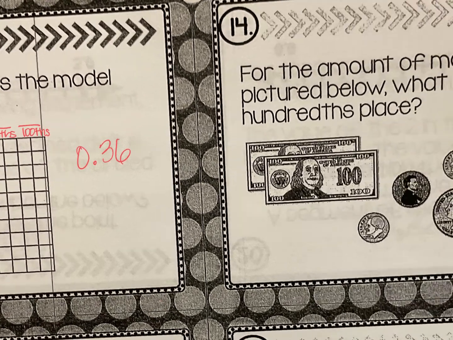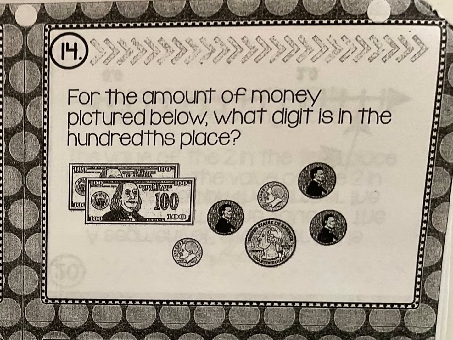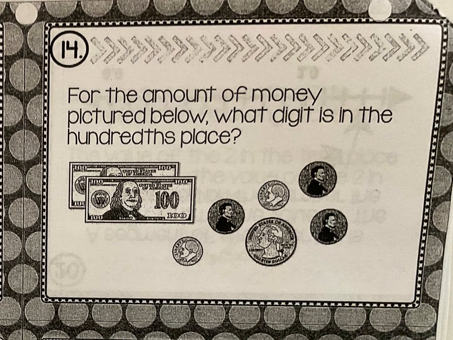Okay, let's go look at 14. For the amount of money pictured below, what digit is in the hundredths place? Well, first of all, we need to count the money. Let's see how much money we have. I have two $100 bills. So how many dollars would that be? 200. So we're going to have $200.